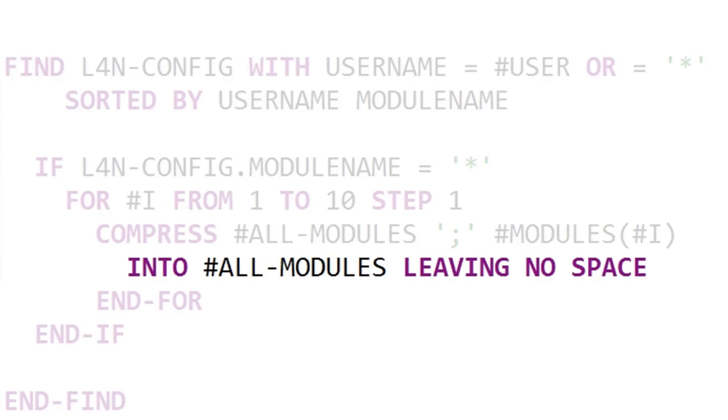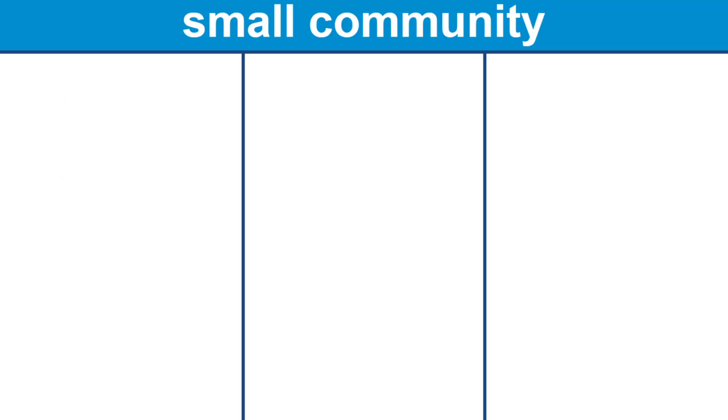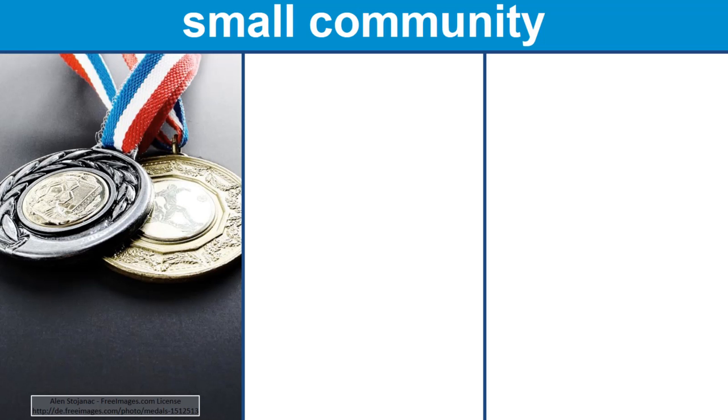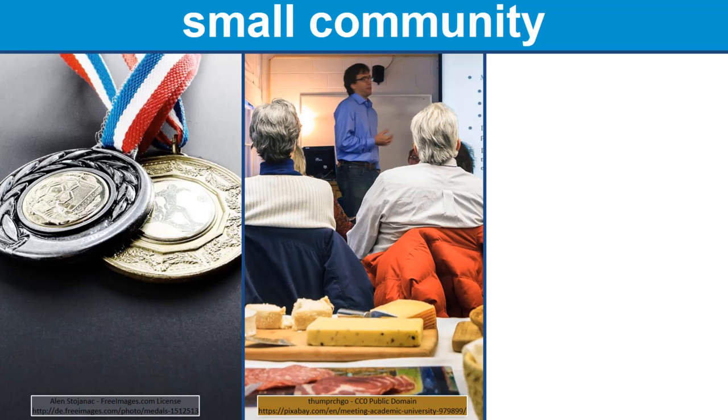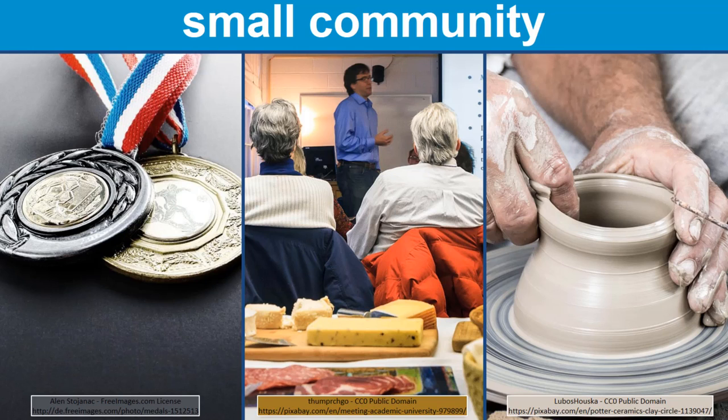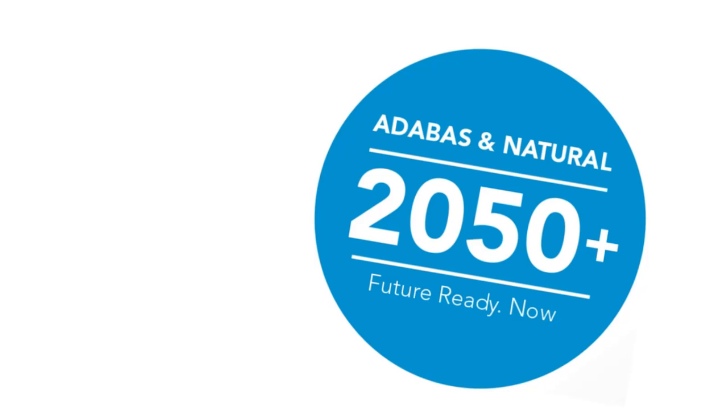Despite its age, Natural still has a quite small community, but that's good for you as a developer. In fact, there are many ways for you to earn credibility inside the community. You can join national and international user groups that are very well organized, by the way, and you can actively shape the community with your experience, for example, from other programming languages. And if you invest your time and effort, it will definitely pay off in the long run, because Software AG officially supports Adabas and Natural until the year 2050 and even beyond.